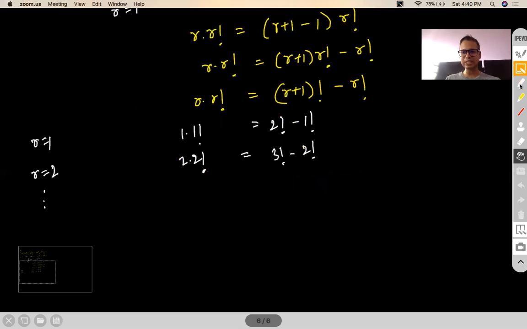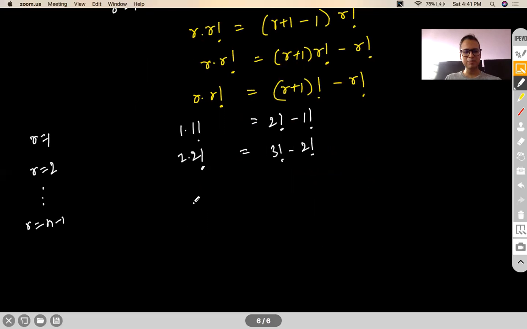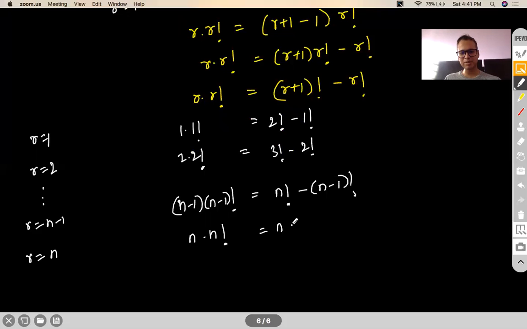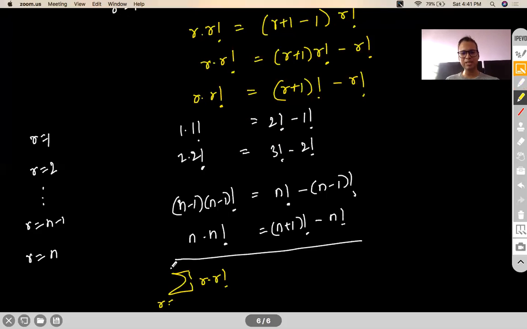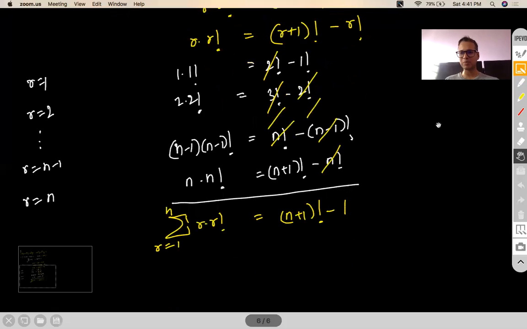Let's say I reach R equal to n minus 1. It will be n minus 1 into n minus 1 factorial. That's nothing but n factorial minus n minus 1 factorial. And finally, when you put R as n, you get n into n factorial. And this will be nothing but n plus 1 factorial minus n factorial. So if you add them, the left hand side would be the summation of R into R factorial from 1 to n. The right hand side would lead to cancellation of all these terms. Ultimately this will also get cancelled, this will also get cancelled, leaving n plus 1 factorial minus 1. That is what we wanted to prove.